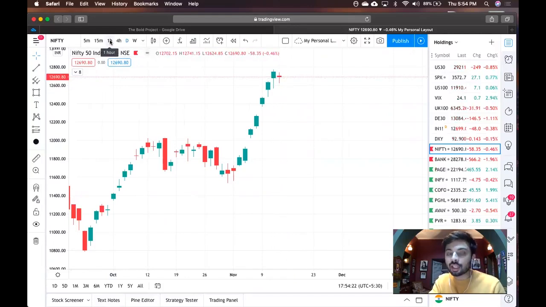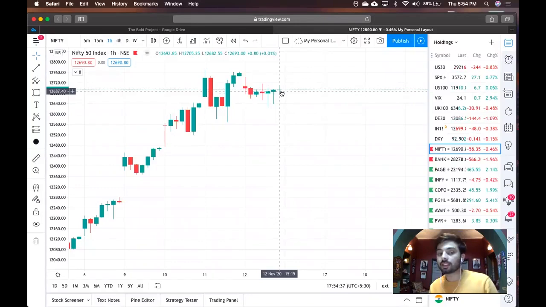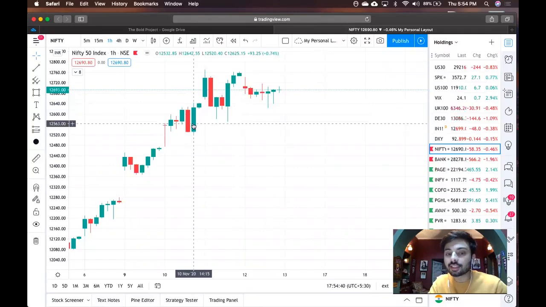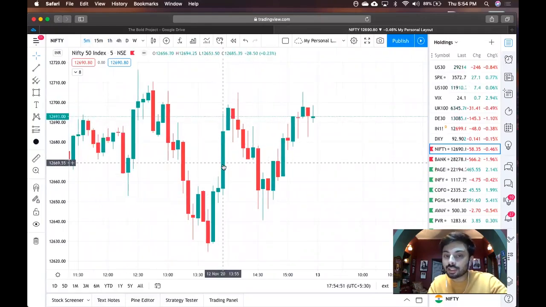If I click on the 1 hour time frame, you will see the chart will change. Why? Because now one candlestick will denote 1 hour of price movement. So currently this last candle is telling me the movement from 2:30 to 3:30. This candlestick is telling me what the price movement was on the 10th of November from 2:15 to 3:15. If I click on the 5 minute chart, again the chart will change, because now one candlestick will tell me, so if I take this candle, this will tell me what the price movement was on the 12th of November 2020 from 1:55 to 2 o'clock. I hope you're understanding this concept.